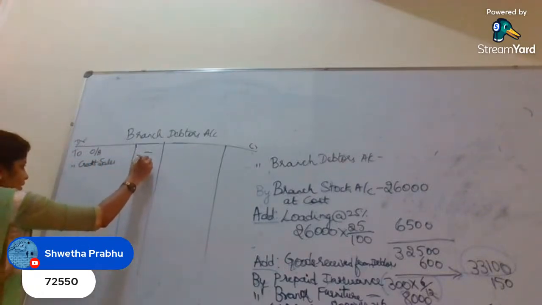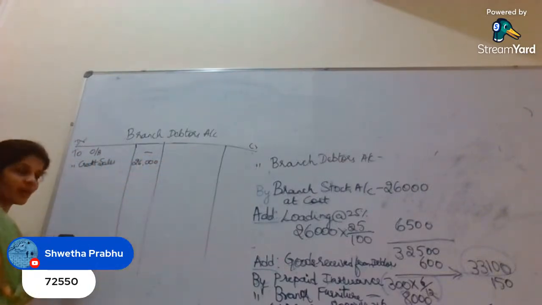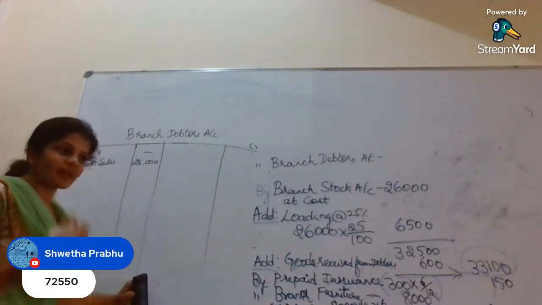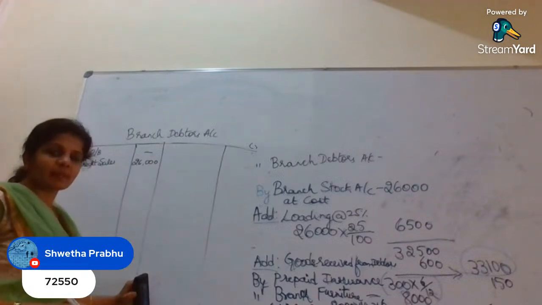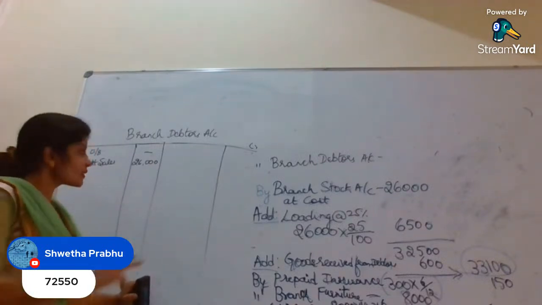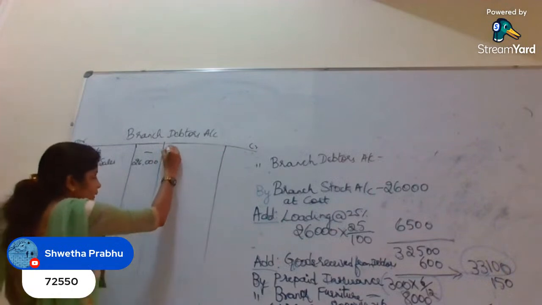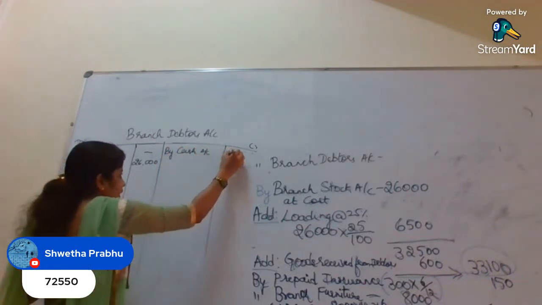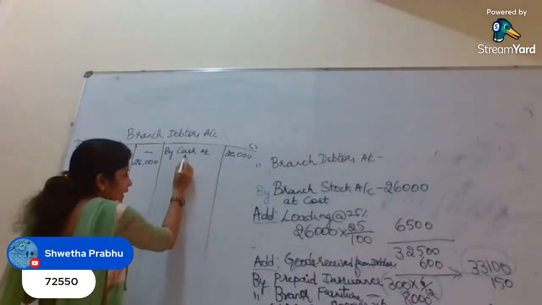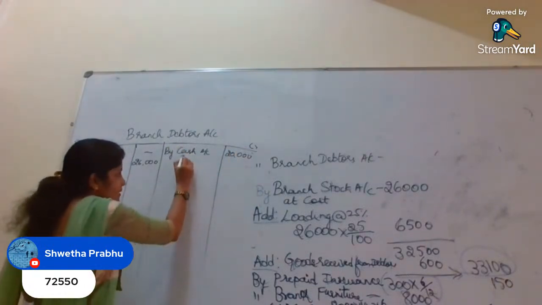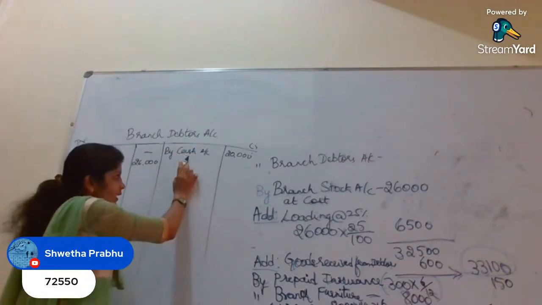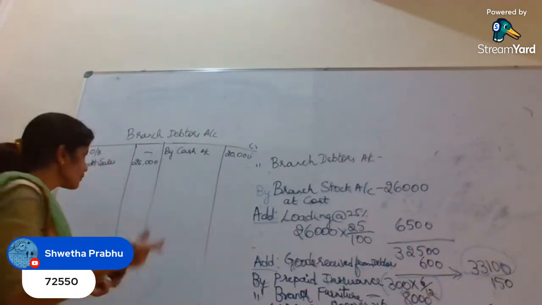of 26,000, and whatever the amount of cash received, cash will be debited because cash is coming in, correct? The cash received by the branch. So cash account debit to debtors account by cash. Whatever the amount of cash received is credited. See, cash account debit to debtors means debtors. Who is the giver? Debtors are the giver. So credit the giver and debit what comes in. So like this we have to account it.